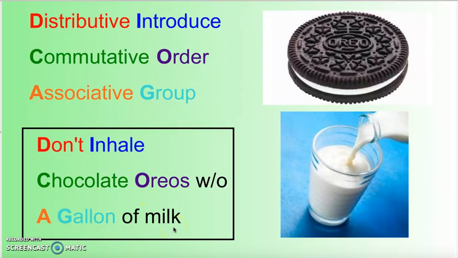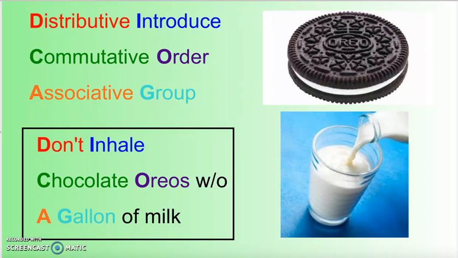And hopefully this will help you at least keep the words together that need to go together, because the two that get mixed up the most is the associative and the commutative property. Okay, so try to keep those straight.